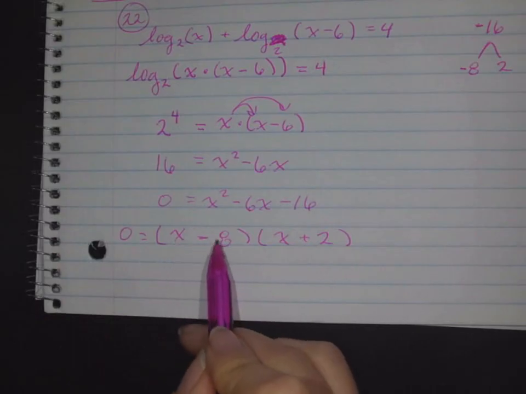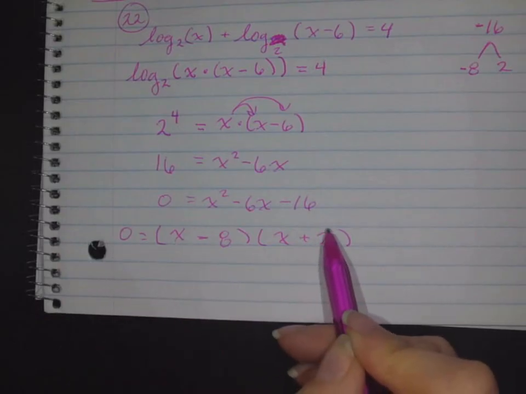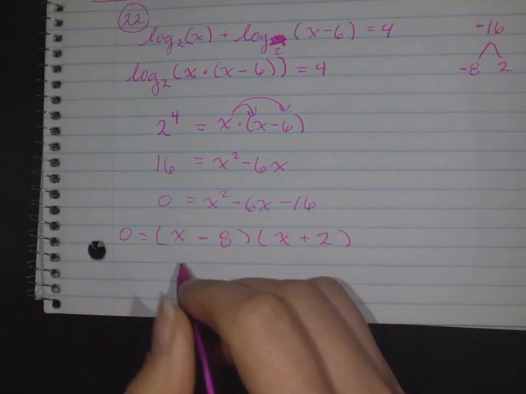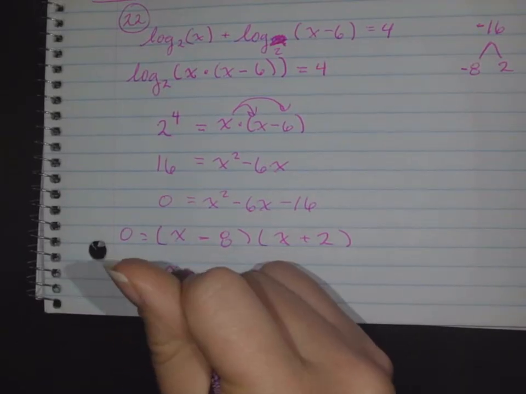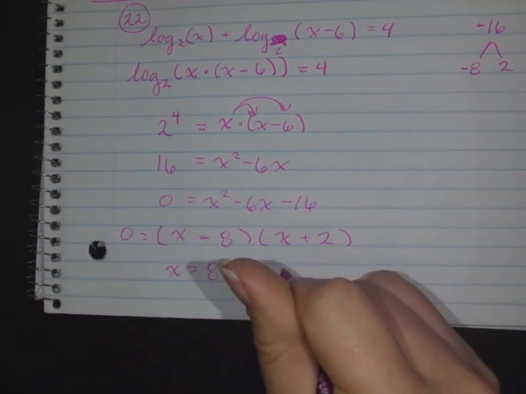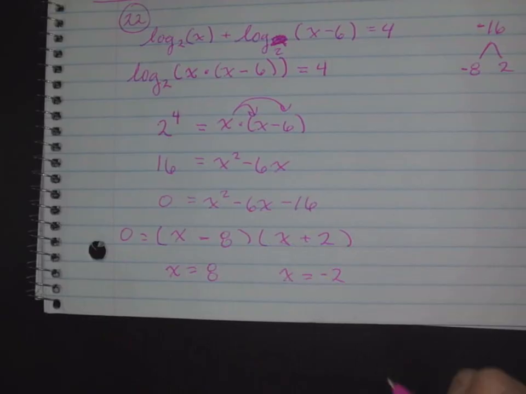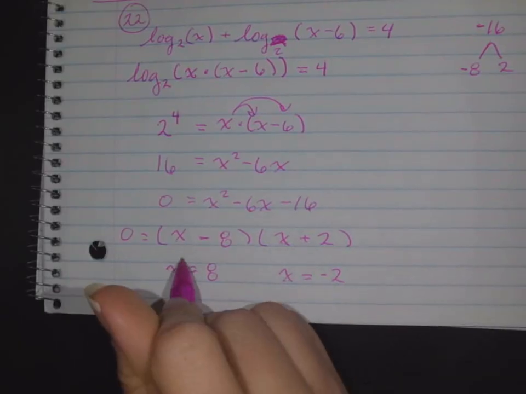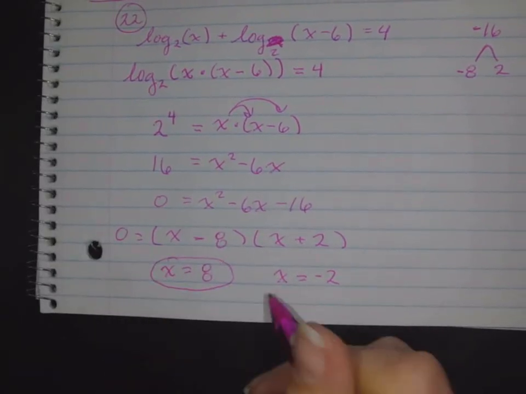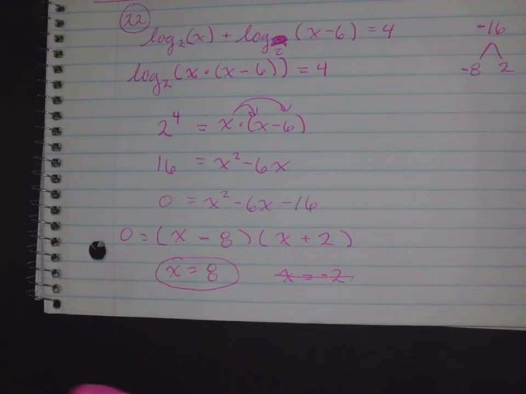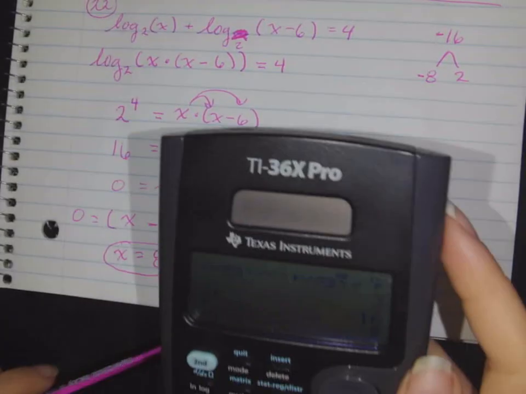And so then we could add the 8 to the other side. We could subtract the 2. Just like we were doing before, we'll have an x is equal to 8, and we'll have an x is equal to negative 2. Now my guess is probably this positive value is the correct one, and this negative one is not. But we can check our work.